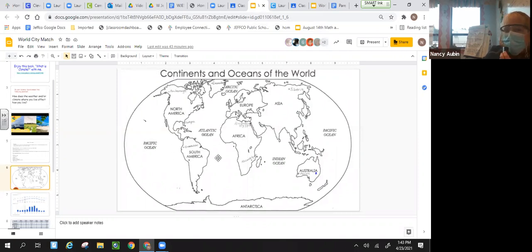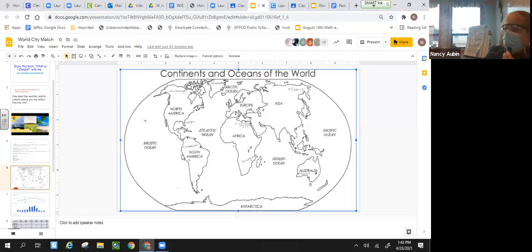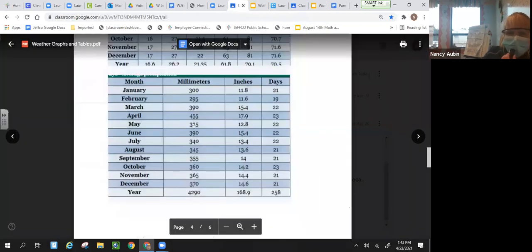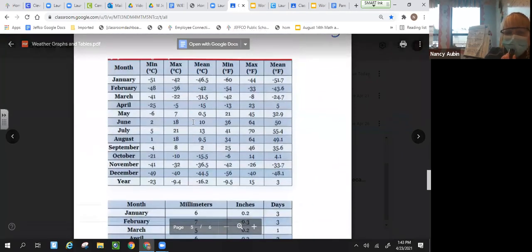So am I right with the Amazon? Or is it? Yeah, okay. Ish. Right in there? It's right in there. There's a rainforest, so you're going to get a lot of rain. Good job, Ben. All right. Number 5, we're almost there.